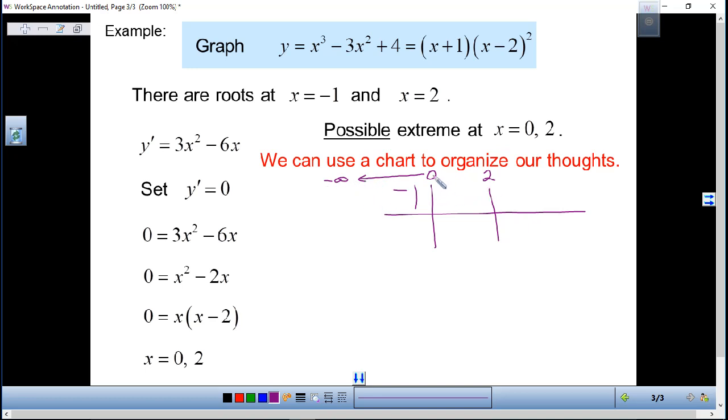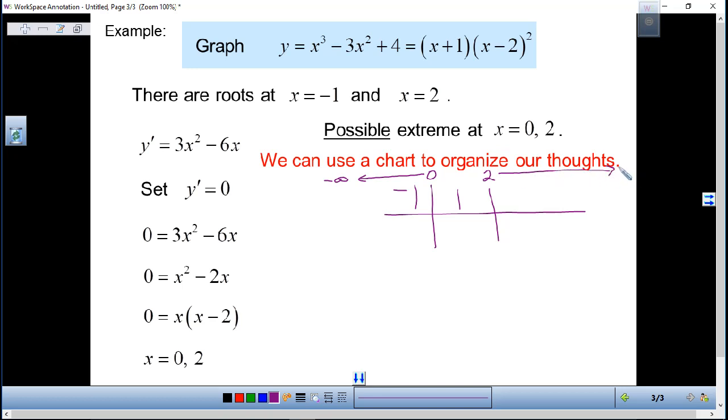All right, and the same thing with 0 to 2. I can choose any value that I want in between 0 and 2, and that one value will tell me what the slope is, or what the derivative and the slope, same thing, is for the entire interval, because it cannot change from 0 to 2 until it gets to 2. So I'm going to choose a value in there. Let's choose 1.